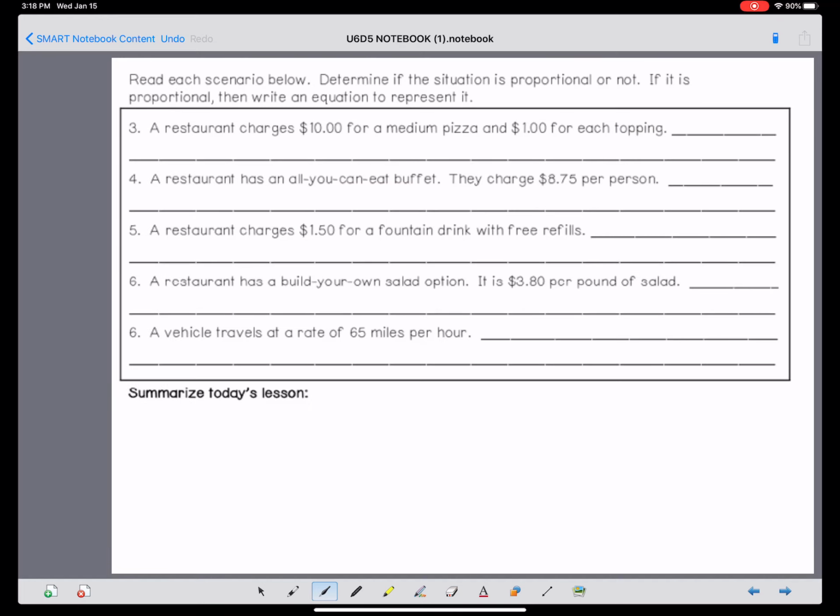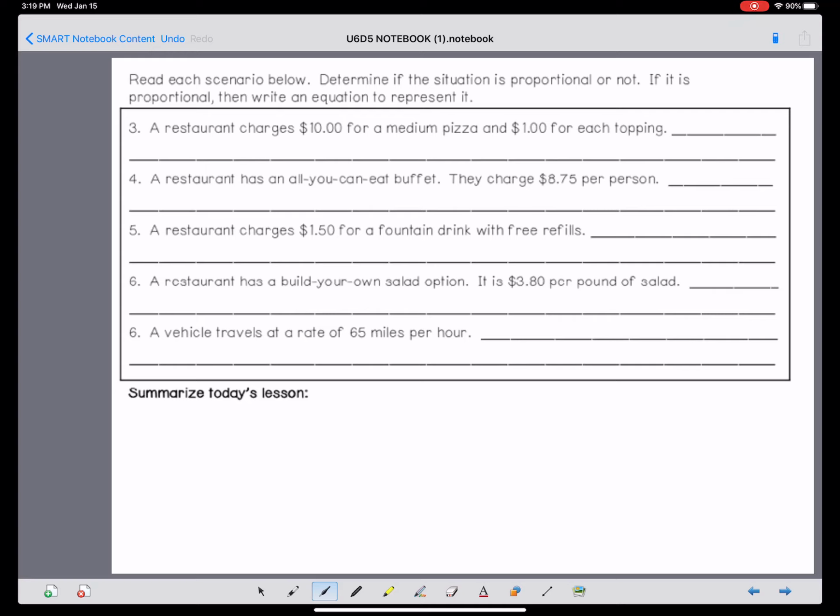All right, next slide. Read each scenario below. Determine if the situation is proportional or not. If it is proportional, then write an equation to represent it. Sorry, there are some misspellings on this screen right here, so just ignore them.